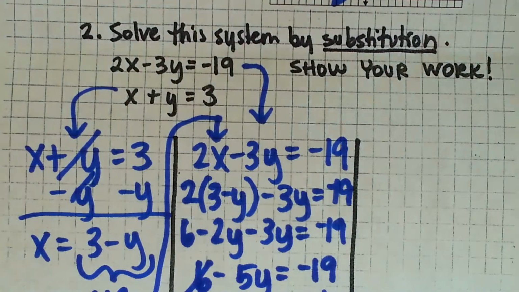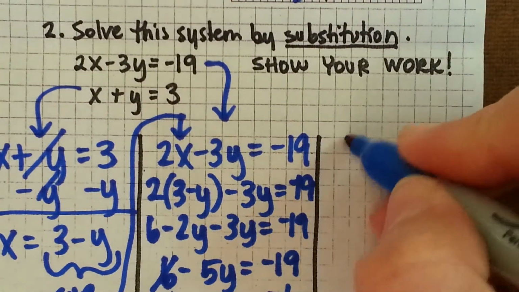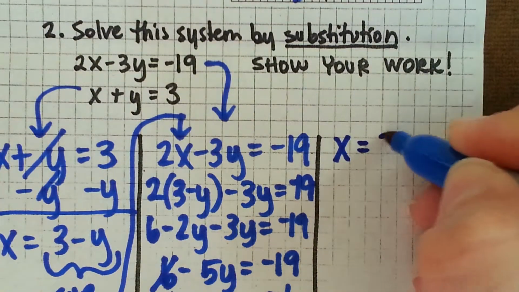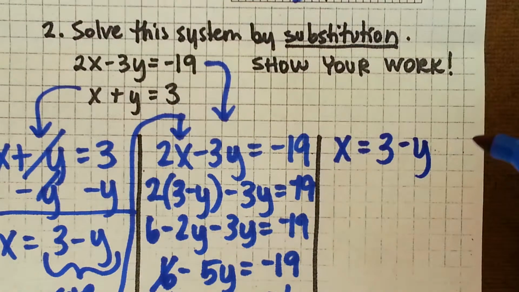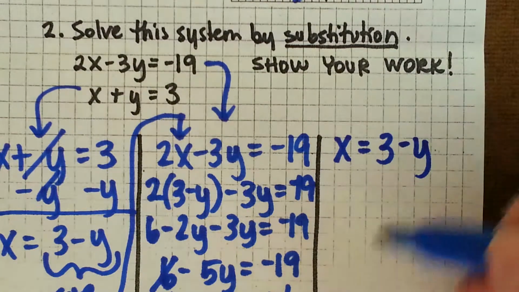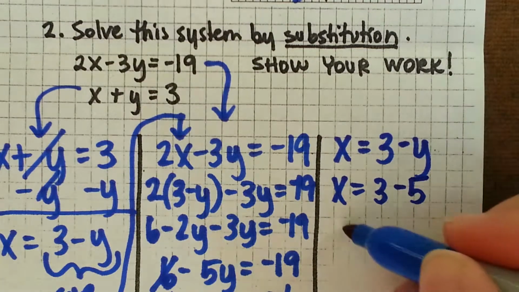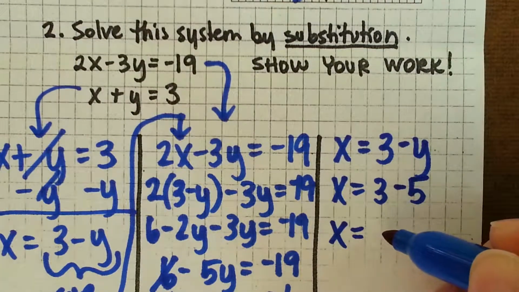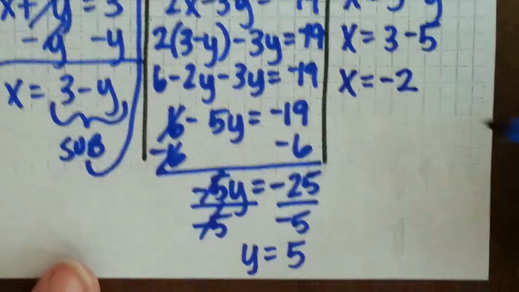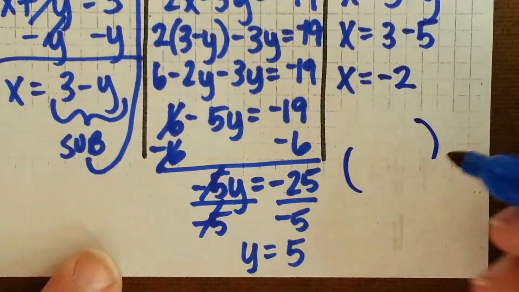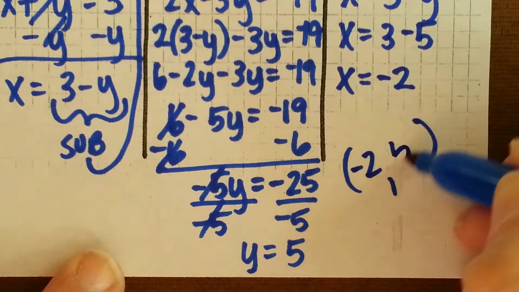So I'm going to go up here and start my third column with my sub-equation. Remember, we had our sub-equation in the first column. So x is equal to 3 minus y. And we now know that y is 5. So x is equal to 3 minus 5, which gives us an x of -2. So we have an xy coordinate pair that is a solution to our system that is -2, 5.